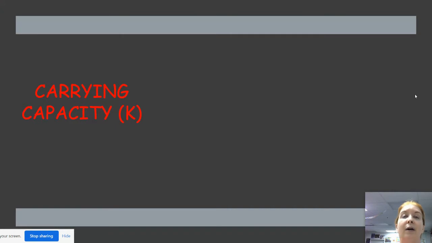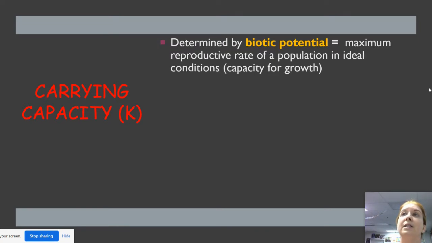So continuing on, we have what is called carrying capacity, abbreviated with a K. So think back to the K strategist from the last section of notes. So this is determined by biotic potential. So this is the maximum reproductive rate of a population in ideal conditions. So there's a capacity for growth, but it's how many of whatever critter can live in an area given those resources. So think of a fishbowl. You have a set amount of fish that could live in that fishbowl and be happy and productive, versus if I dumped like 50 fish, they wouldn't be too happy. So you have your carrying capacity of an area, how much stuff is available.